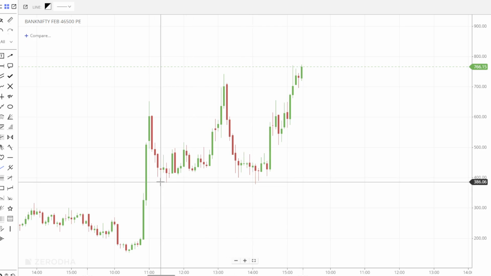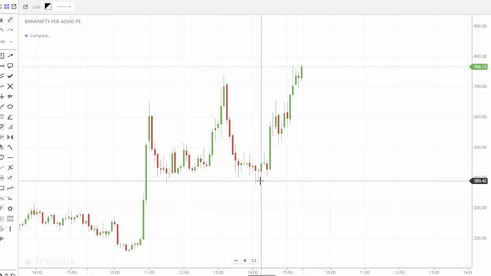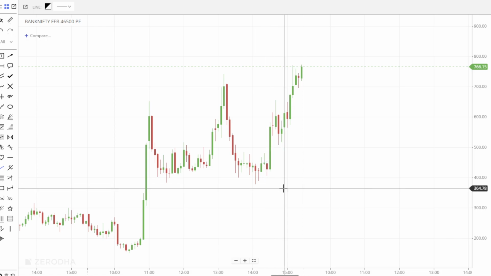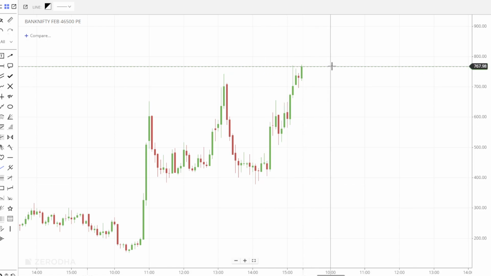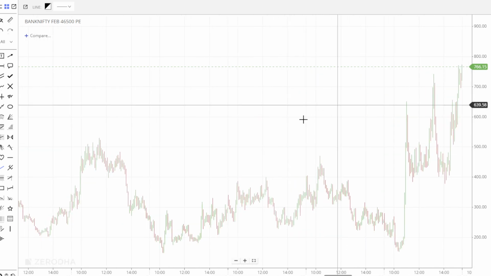But my kind advice is, you just wait for the levels. If this is 383, you just place your order at 383. If it is not going to take your trade, be happy, because you don't have any trade to do today. Let's see tomorrow. From 380 it went to 770. It's almost 780. It's almost 400 points.